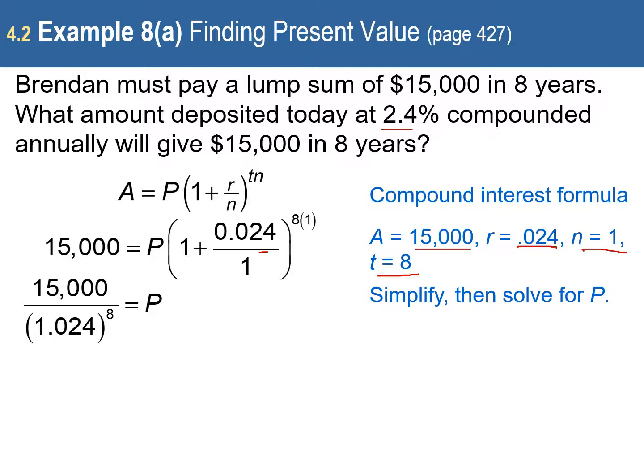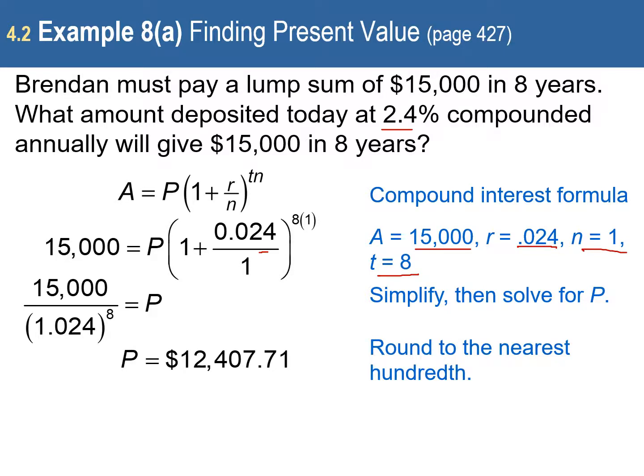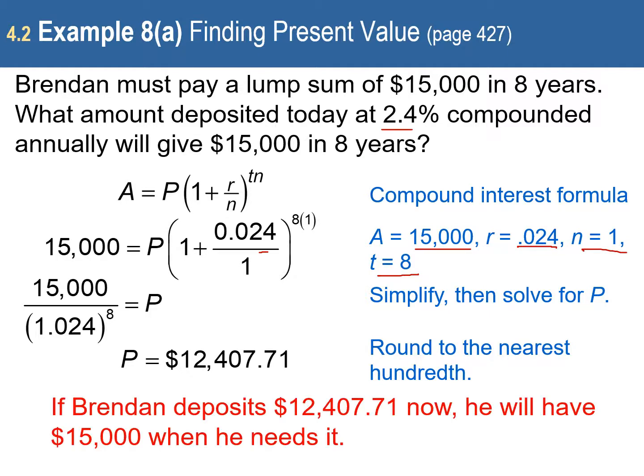So P is 1,500 divided by 1.024 to the 8th, or the principal is $1,240.71. If he deposited that amount, he will have 1,500 when he needs it.